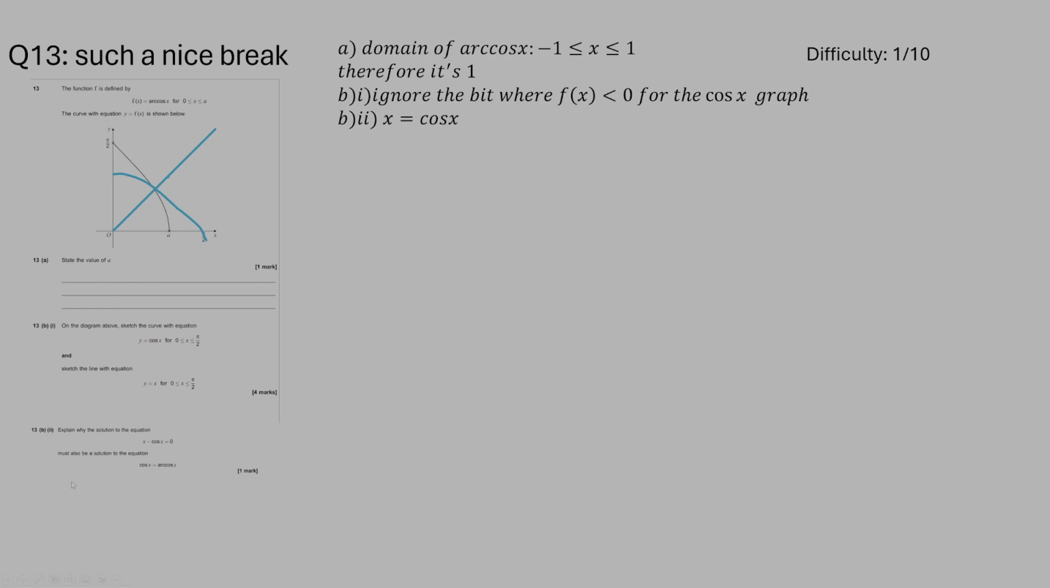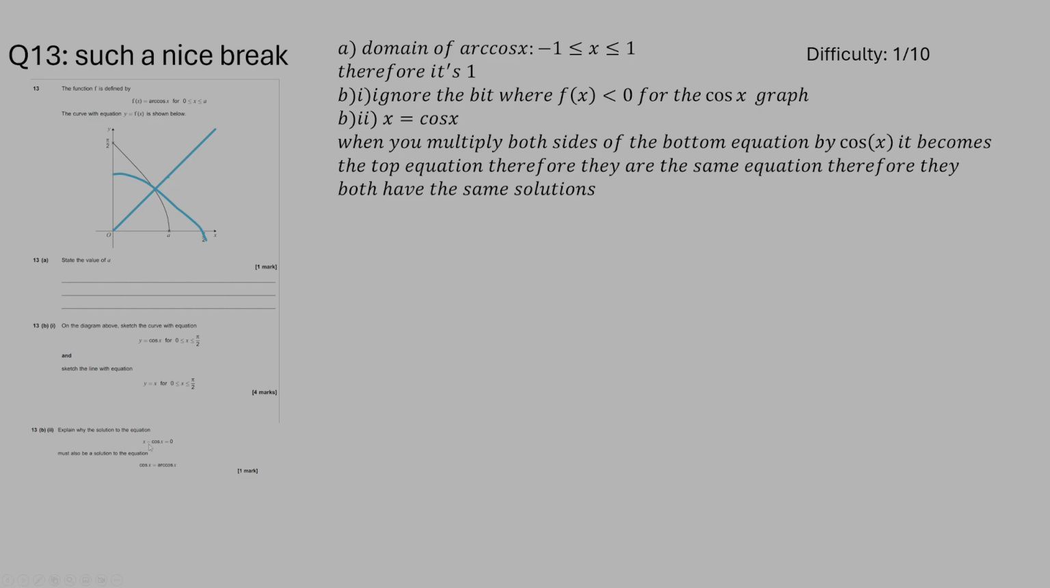Alright, for the next part, we add cos x to both sides of the first equation. And then we say that when we multiply both sides of the bottom equation, this one down here, by cos x, we get just the top equation here. Therefore, they will have the exact same solutions, basically.